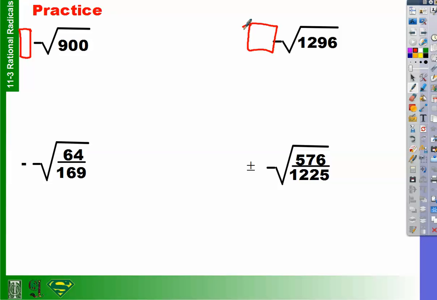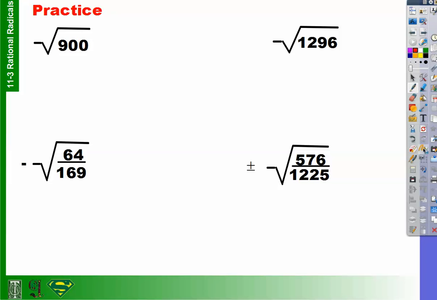In this problem here, which answer are we looking for? Just the negative, and in this problem here we're looking for both, plus or minus. So we want both the answers. Okay? So we have to start with knowing that we can have two possible answers, plus or minus.